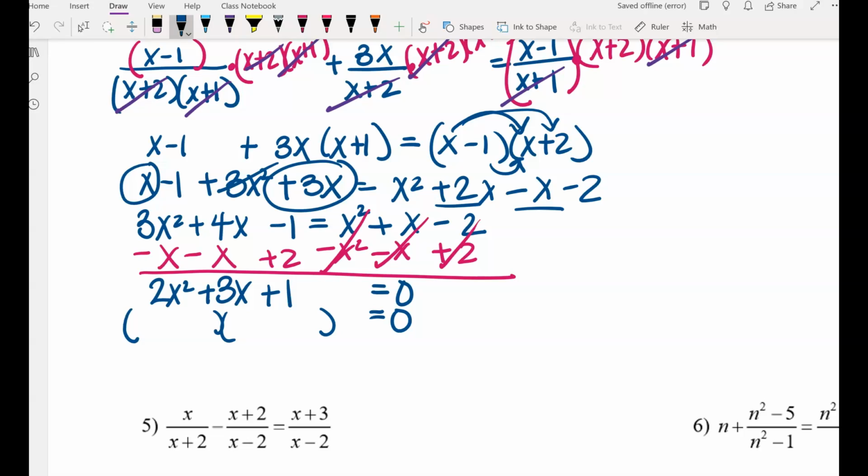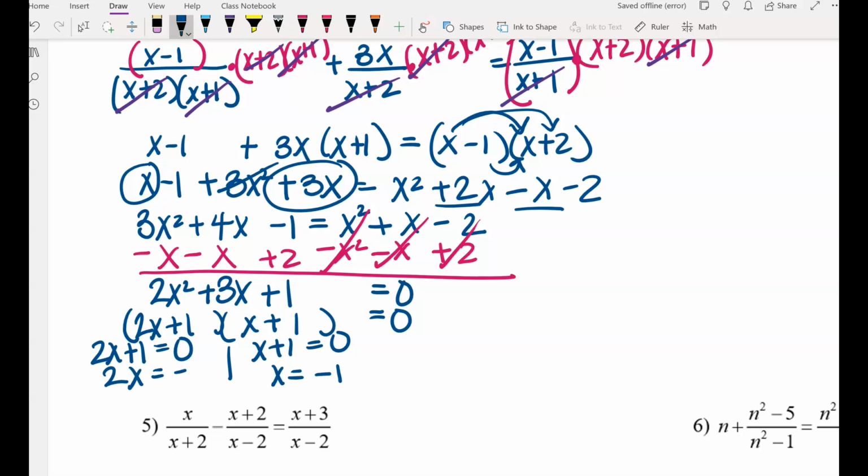So the factors of 2x squared plus 3x plus 1 are going to come out to be 2x plus 1 times the quantity x plus 1. Take each factor and set it equal to 0. So 2x plus 1 equals 0, and x plus 1 equals 0. For this one, x is going to come out to be negative 1. That's not too bad. Over here, subtract 1 from both sides.